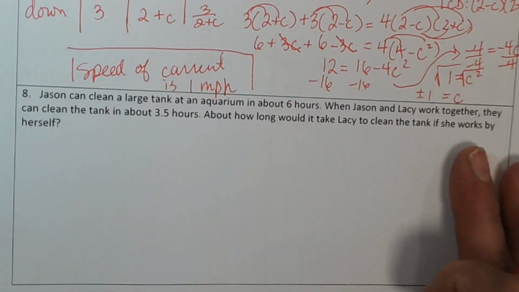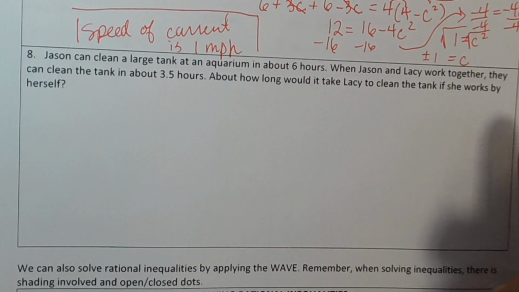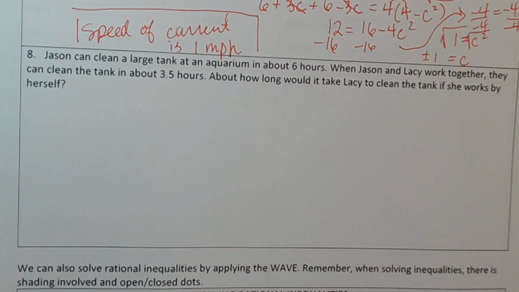All right, looking at our next one. Now, this is a job problem. So we're going to talk about their rate. Each individual person's rate is going to be 1 over the amount of time it takes them to do the job. Remember, we've talked about this before. We've done these word problems.